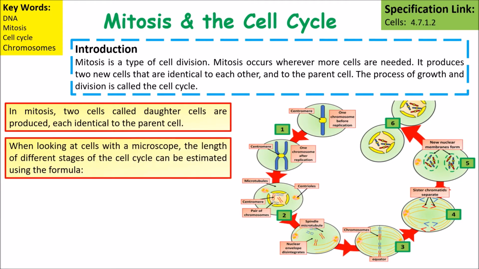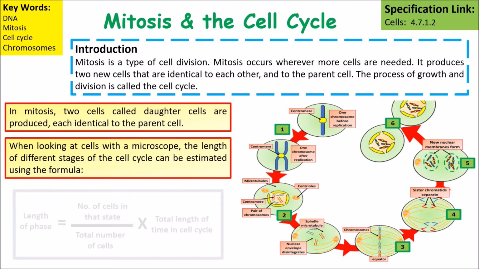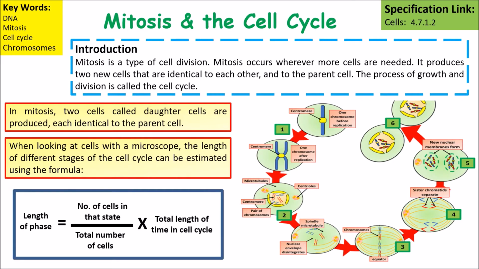So when looking at cells with a microscope, the length of the different stages of the cell cycle can be estimated using this formula. The length of the phase is equal to the number of cells in that state divided by the total number of cells, and we can multiply that by the length of time of the cell in the cell cycle.